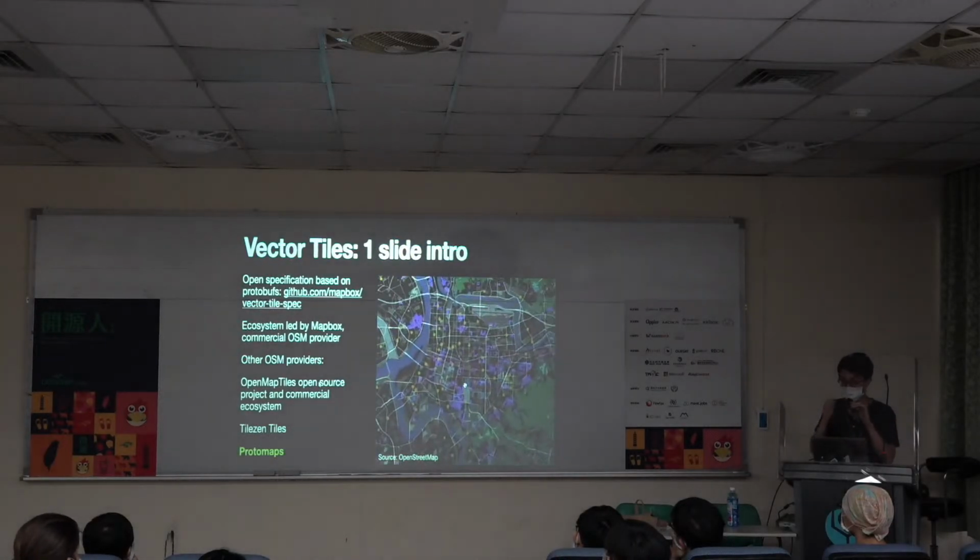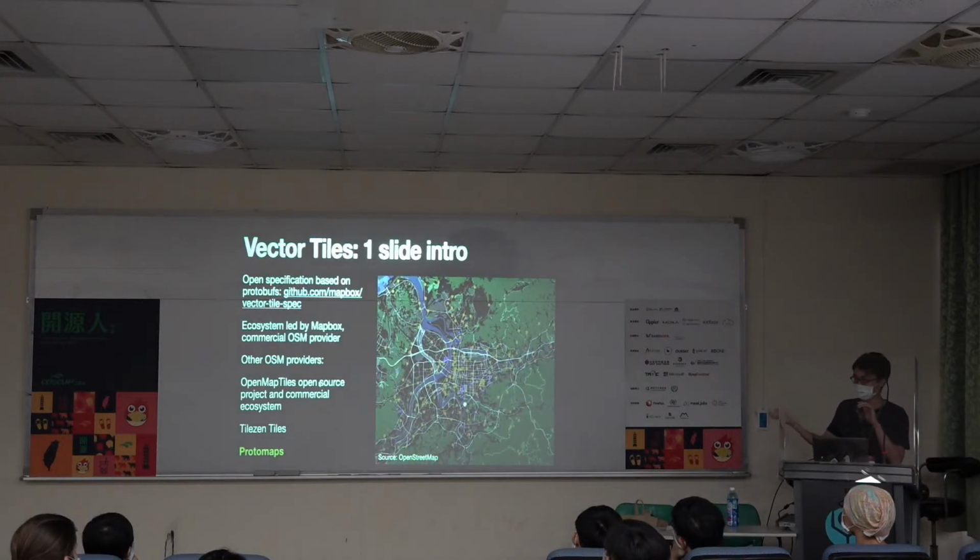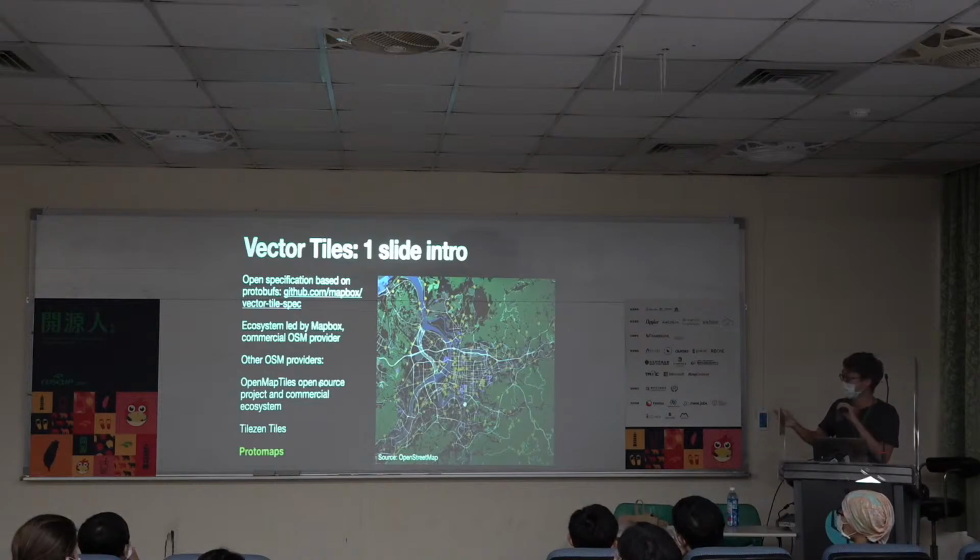Vector tiles, one slide intro. You send only the data instead of an image in that tiled format. It's an open spec based on protocol buffers. And the ecosystem is largely made by a company called Mapbox. They have a lot of really great sort of open source tooling around vector tiles. There's other OSM providers. There's the ecosystem around a project called Open Map Tiles, one called Tilezen, and also Protomaps, which is the project I'm working on now.